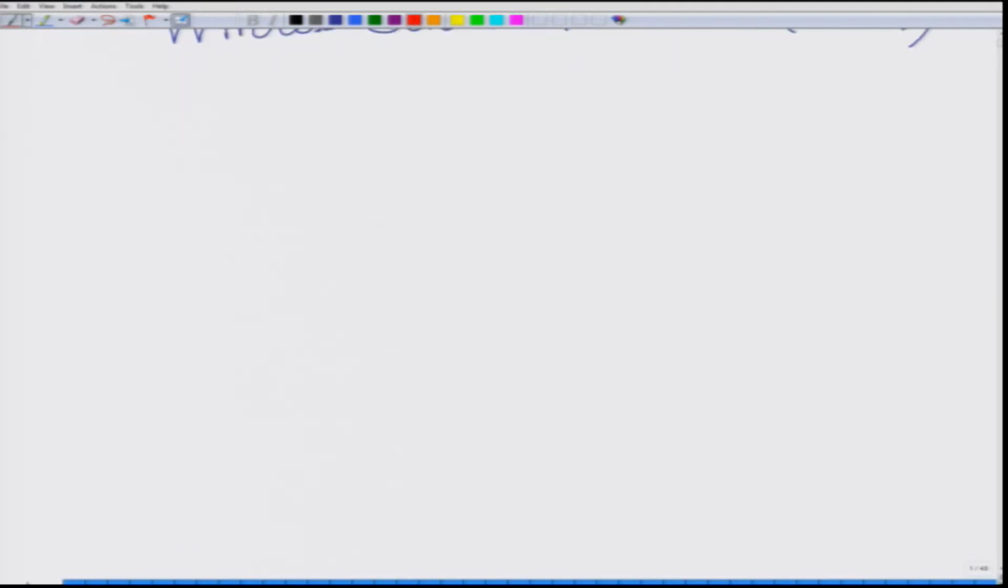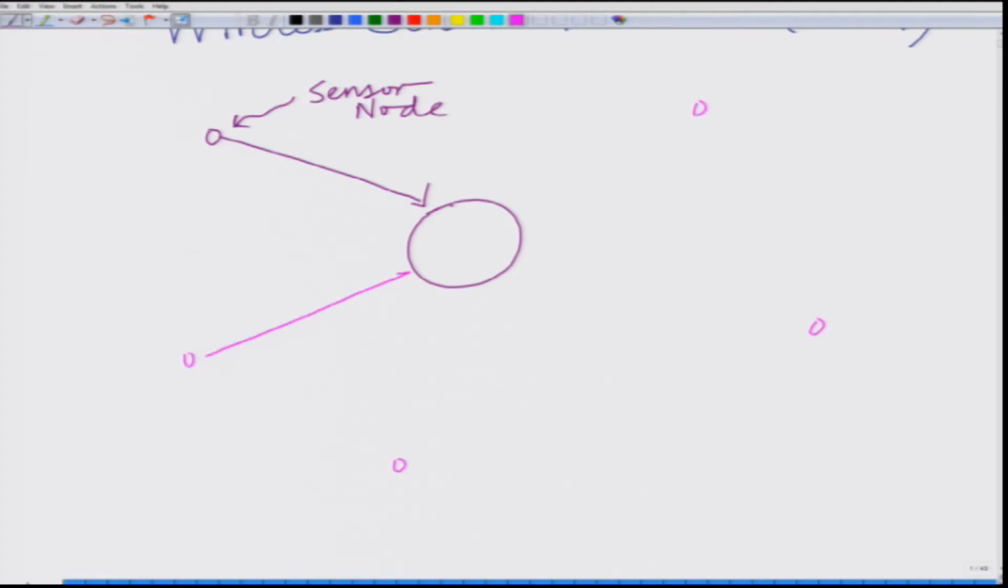What we have is several sensor nodes which are communicating with a fusion center. For instance, this is a sensor node, but typically we do not have a single sensor node, rather we have several sensor nodes. All these small circles are the sensor nodes which are sending their measurements to a fusion center.